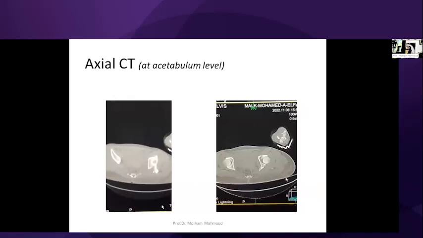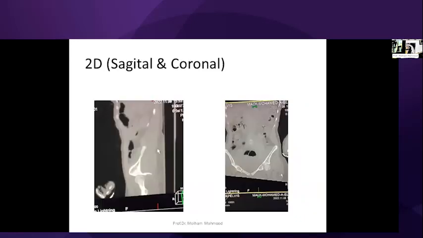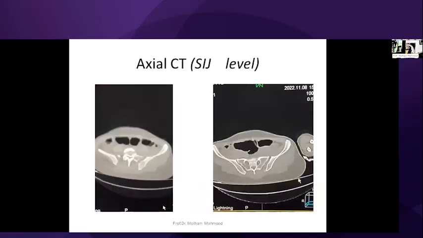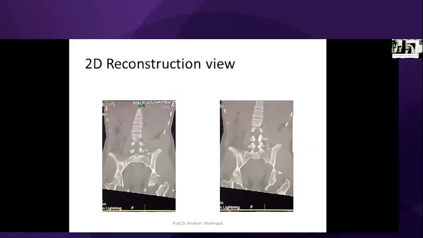Going into more detail by studying the CT cuts, the axial cuts at the acetabular level, you can find the posterior wall and the fracture acetabular pattern. With 2-dimensional reconstruction, you can see more detail of the fracture pattern. At the sacroiliac joint, now we can notice that the sacroiliac joint is completely disrupted. It is not a mild injury. With 2D reconstruction, you can find this is a fracture dislocation at the sacroiliac joint.